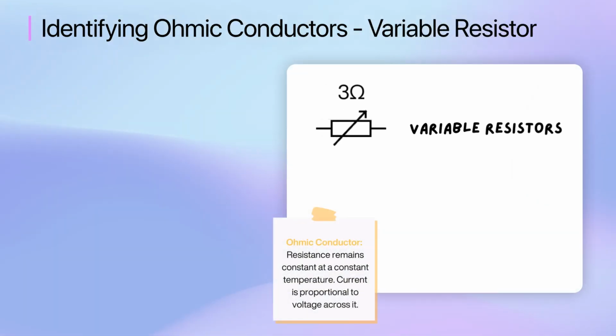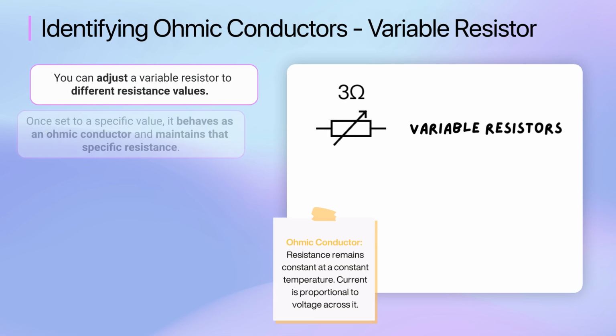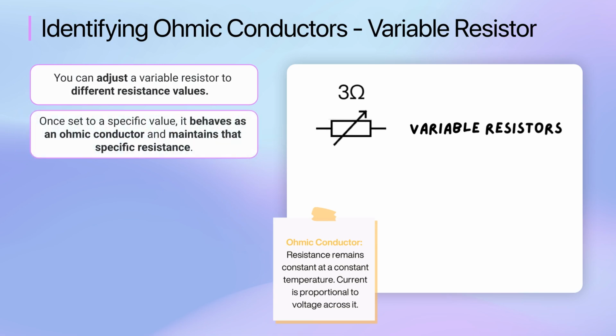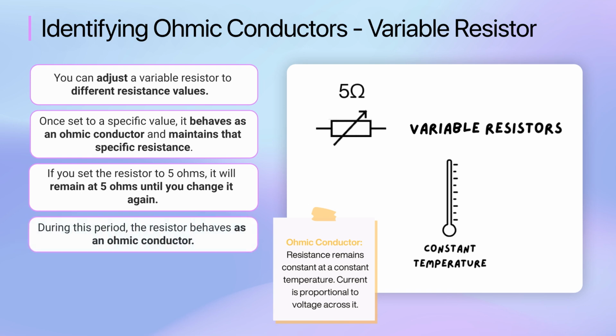Our last example is a variable resistor. Unlike a fixed resistor, you can adjust a variable resistor to different resistance values. However, once set to a specific value, it behaves as an ohmic conductor and maintains that specific resistance as long as the temperature stays consistent. For instance, if you set it to 5 ohms, it will remain at 5 ohms until you change it again. During the period it is set at 5 ohms, it behaves as an ohmic conductor.